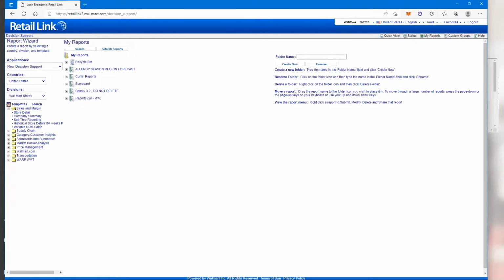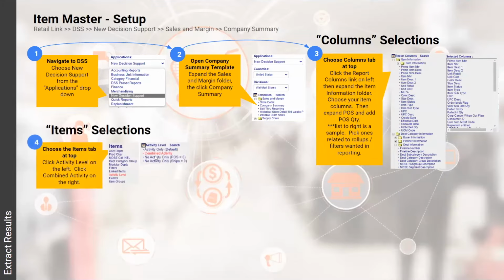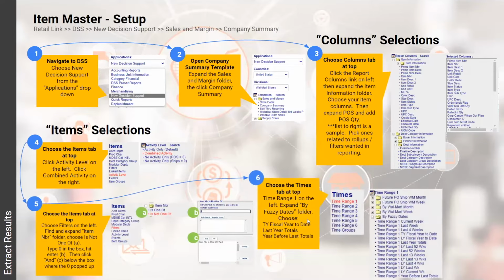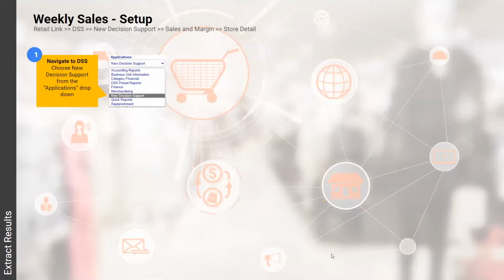Okay, so let's go back over here. This is walking through combined activity, and then item number is not one of 0. Our time range filters, and then give it our name and schedule it. So we've got item number running, and now we will go create our weekly sales template.